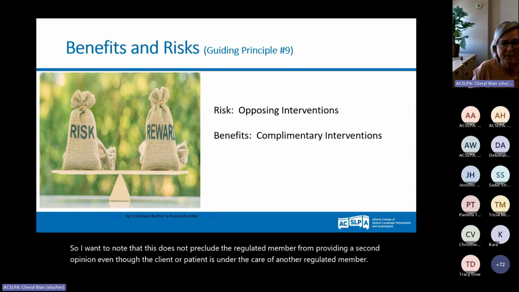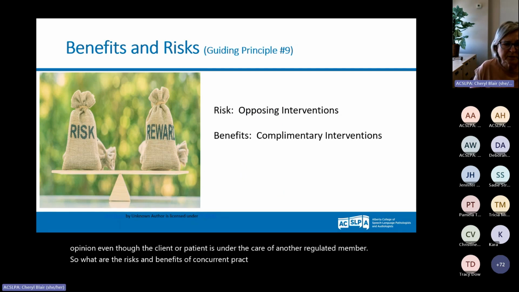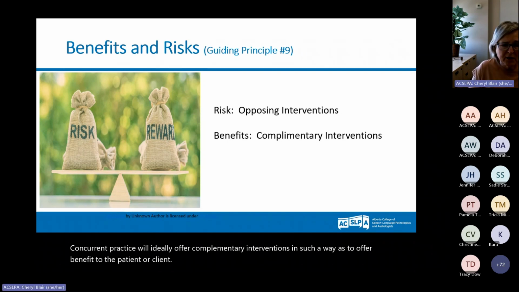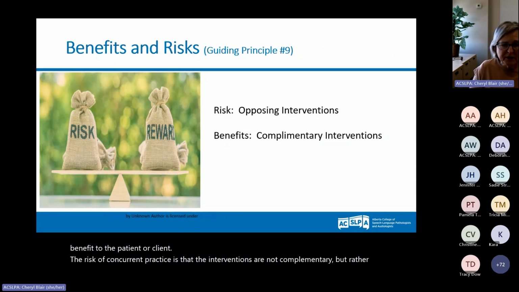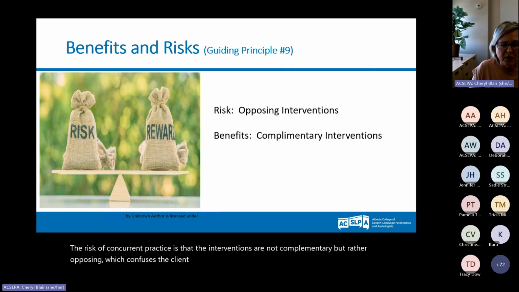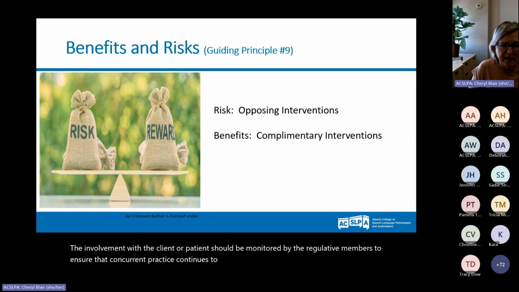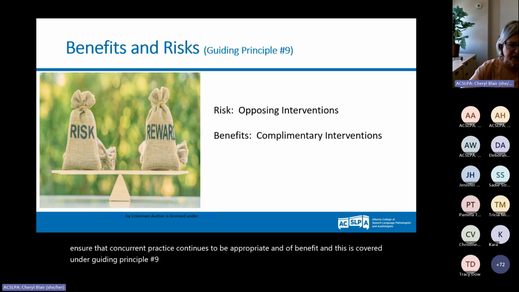So what are the risks and benefits of concurrent practice in general? Concurrent practice will ideally offer complementary interventions in such a way as to offer benefit to the patient or client. The risk of concurrent practice is that the interventions are not complementary, but rather opposing, which confuses the client and/or family and does not result in benefit. The involvement with the client or patient should be monitored by the regulated members to ensure that concurrent practice continues to be appropriate and of benefit. And this is covered under Guiding Principle number 9 on page 6 of the guideline.